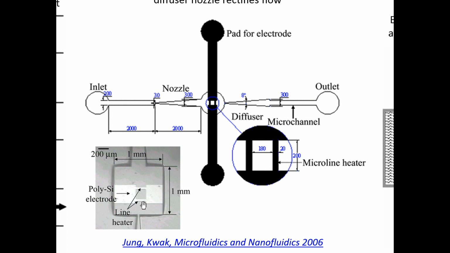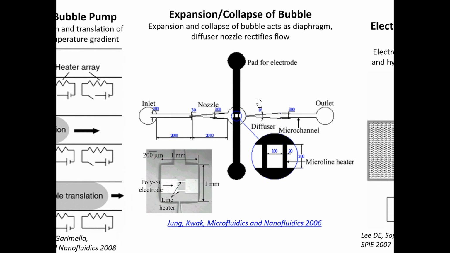When you apply a voltage between here, you generate heat, you generate temperature, and if the temperature is sufficient, then you'll generate a bubble. So you're generating the bubble by activating the temperature, and when you remove the temperature, it'll cool down and the bubble will collapse. The diffuser elements, this element here and this element here, rectify the bidirectional motion of the expanding and collapsing bubble into flow.